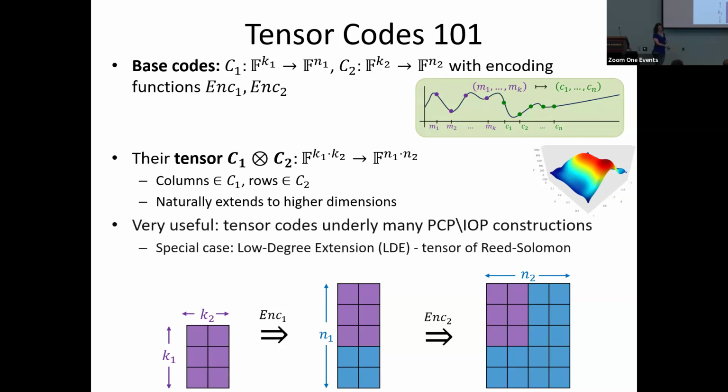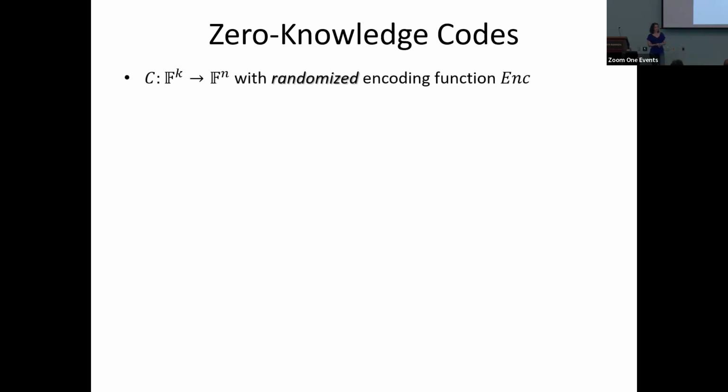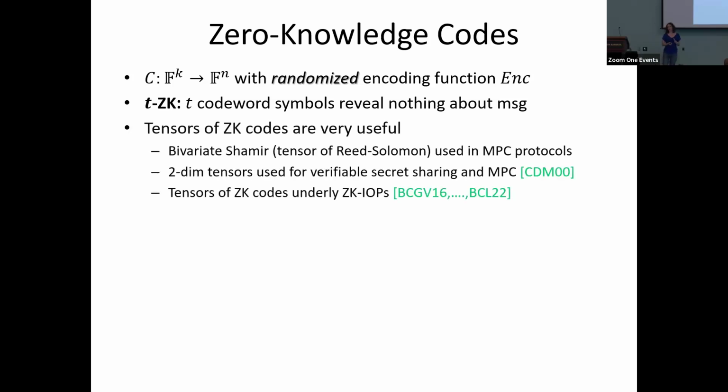These tensor codes have many, many applications. Today, I want to talk specifically about tensors of zero knowledge codes. So what are zero knowledge codes? These are codes that are associated with a randomized encoding function and have this property that any T codeword symbols reveal nothing about the message. And actually, tensors of zero knowledge codes are super useful. You've probably used them, you've just not given them this name. Because if you think of bivariate Shamir, for example, then what you're doing is tensoring Reed-Solomon, tensoring Shamir. And this is used in VSS, MPC protocols, really in many, many places.